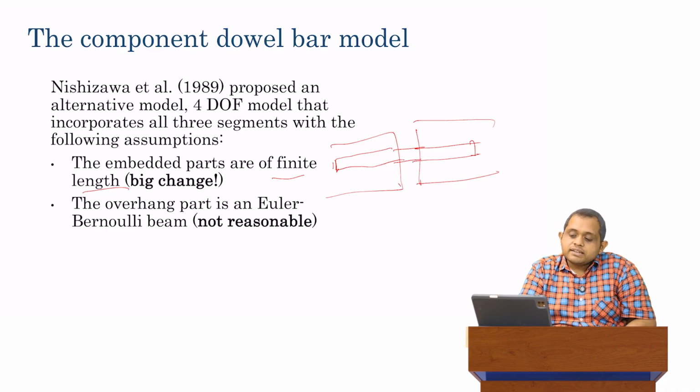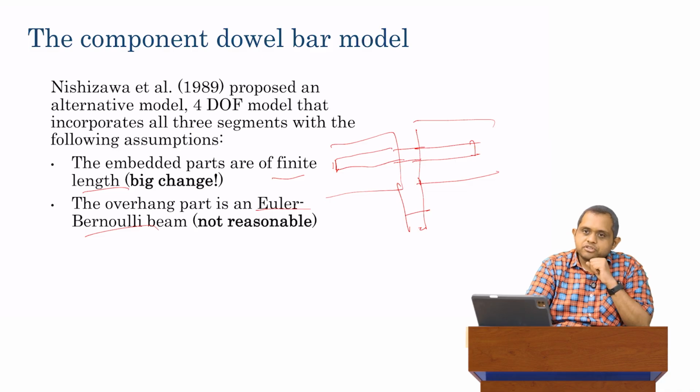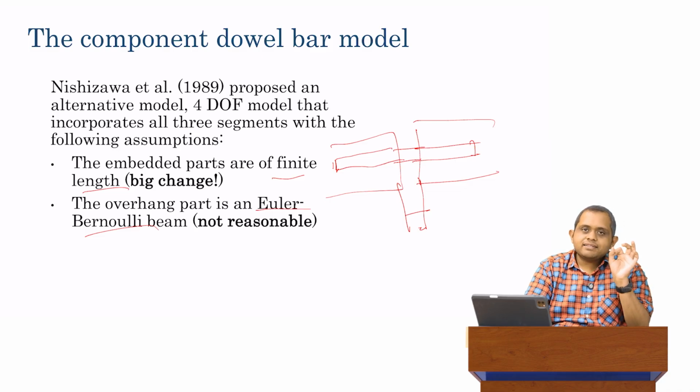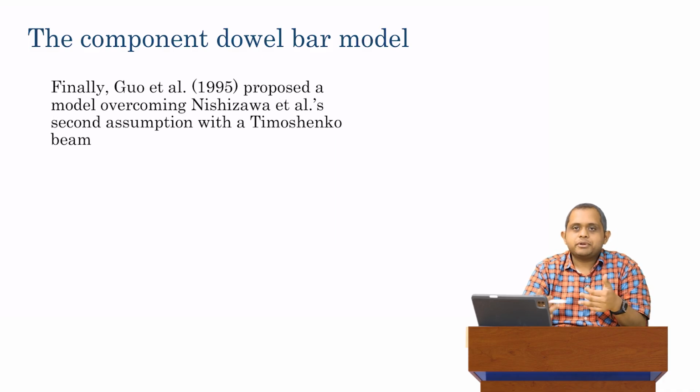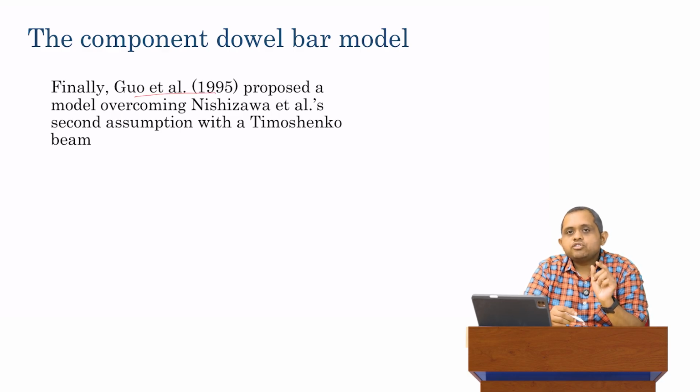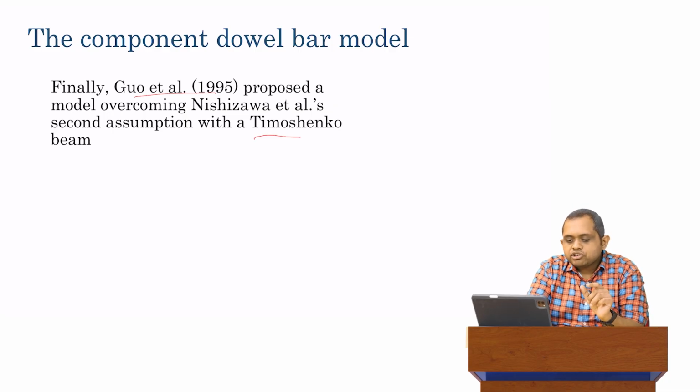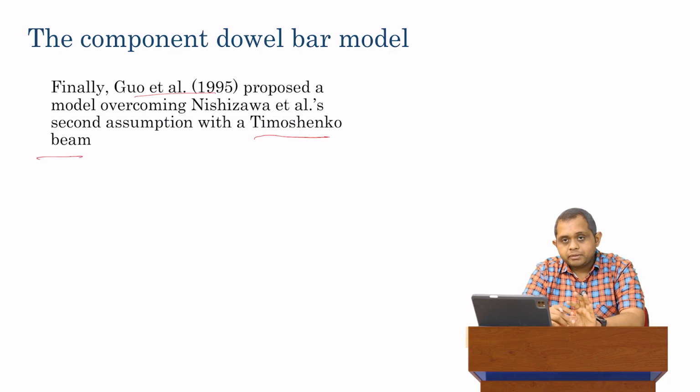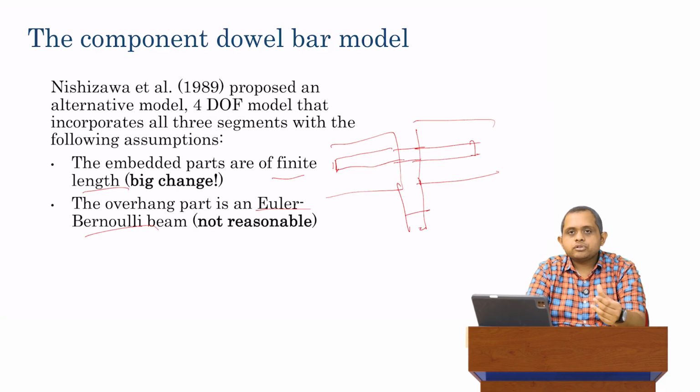And then they assumed that this small overhang part should be modeled as an Euler-Bernoulli beam. That was not reasonable, as we just talked about, because this is so small in length compared to the cross section, it is not correct to model it as an Euler-Bernoulli beam. And therefore, finally, coming to the paper that we're talking about, Guo in 1995, basically took Nishizawa's model, but assumed that the overhang part is actually a Timoshenko beam and not an Euler-Bernoulli beam. And once they put that together, so what did Nishizawa do?